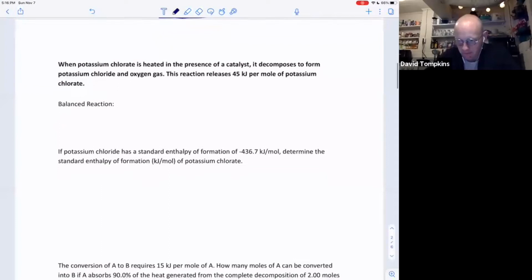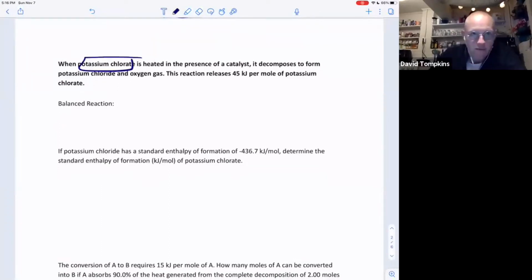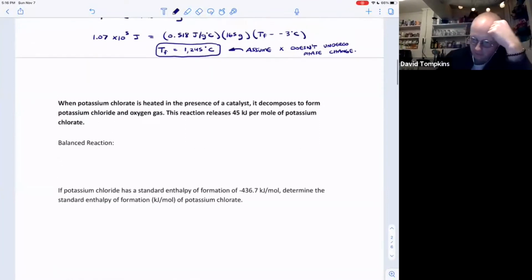Let's continue on and talk about the decomposition of potassium chlorate. A lot of problems are going to be given to you with the nomenclature or the name of a chemical compound, and from that you need to be able to immediately write a formula. From the correct IUPAC name, we can construct a chemical formula, and then from that chemical formula, we can write a balanced reaction.